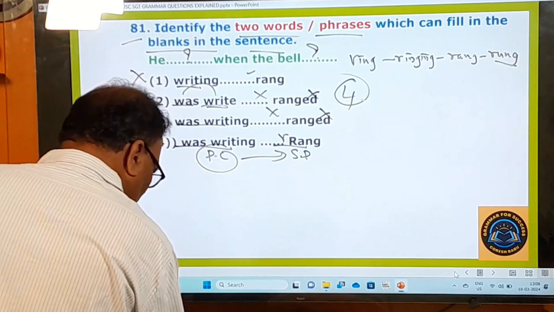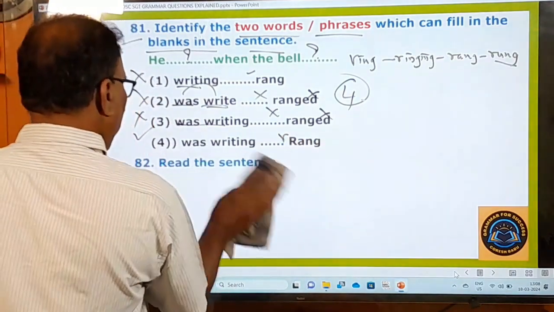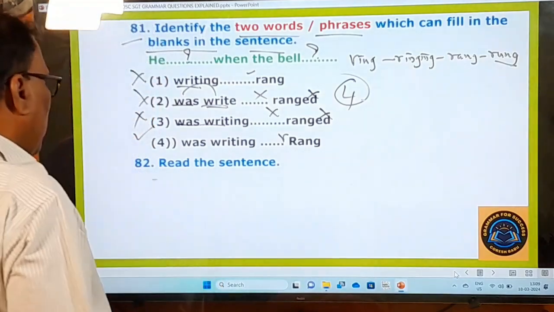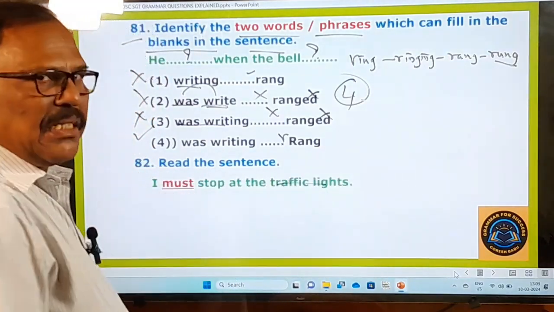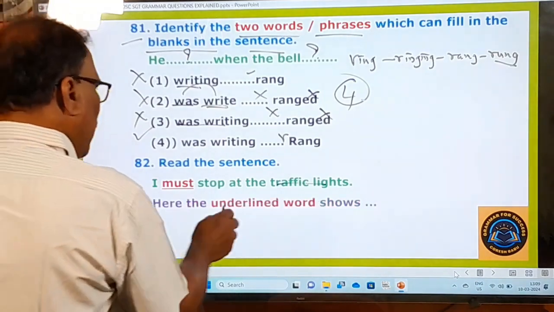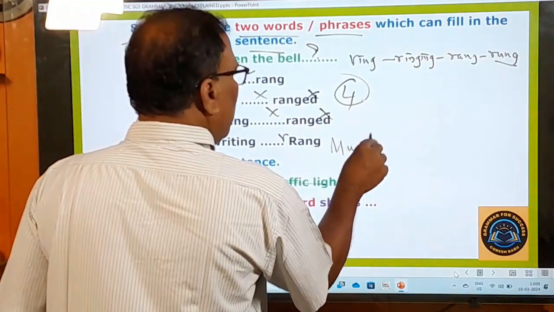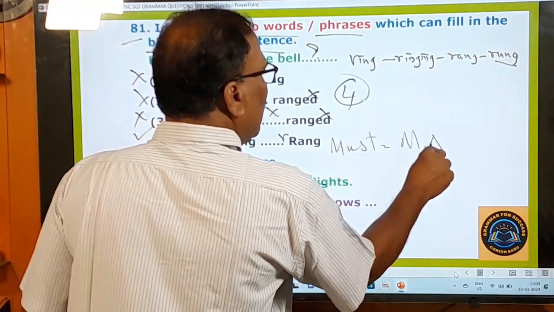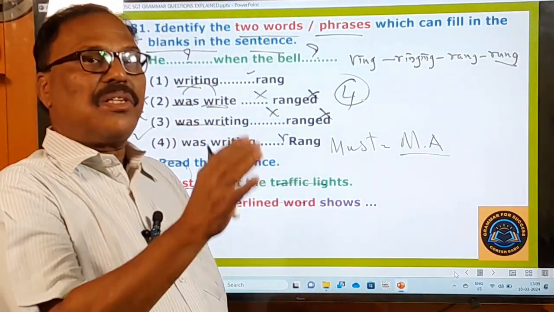And now let's move on to the next question. Read the sentence. What is the sentence? "I must stop at the traffic lights." That is a simple statement given. And what is the examiner asking you to do? Here, the underlined word "must" is there. Must is again what? A modal auxiliary. What are the modal auxiliaries?